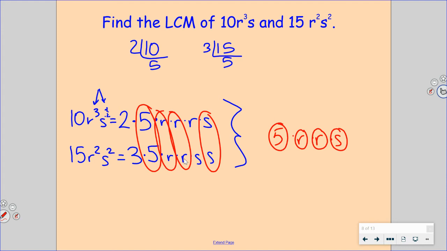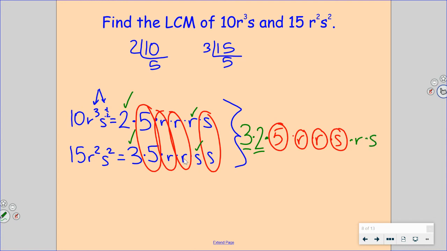But now let's look at what is not shared. There is a 2. Should I put it in front or behind? It doesn't matter what order you put it. I'm kind of tempted to put it in front. So, but we write the 2 only once, and there is also a 3. We're going to write the 3 only once. We're going to write another r, and we're going to write another s.